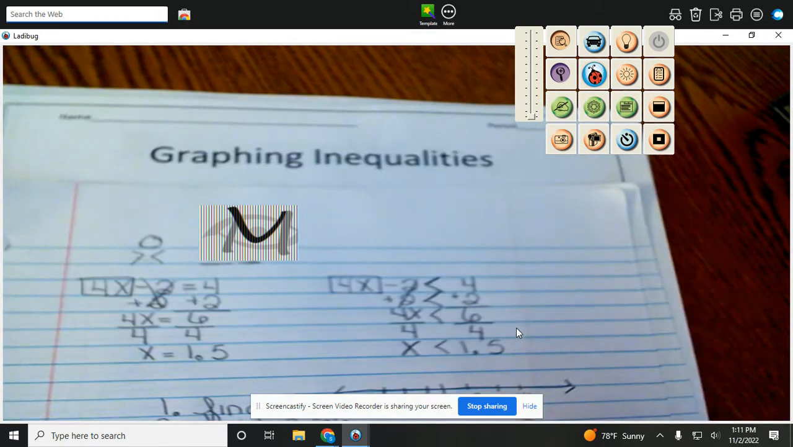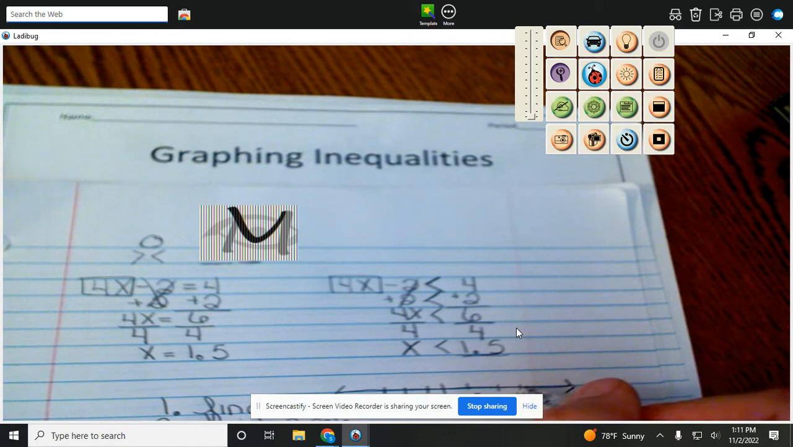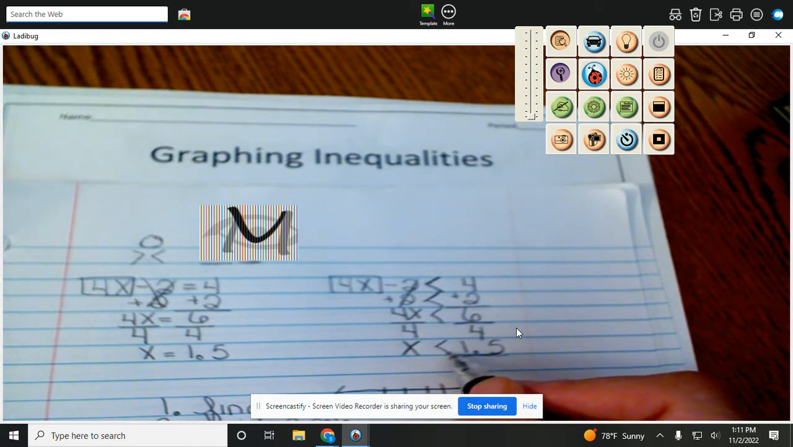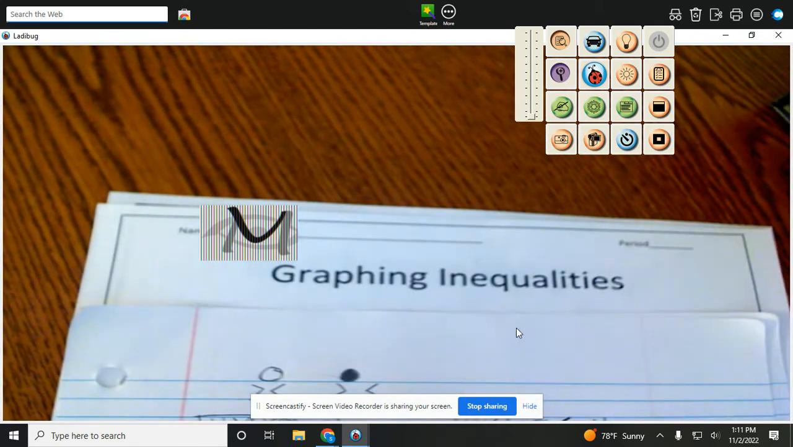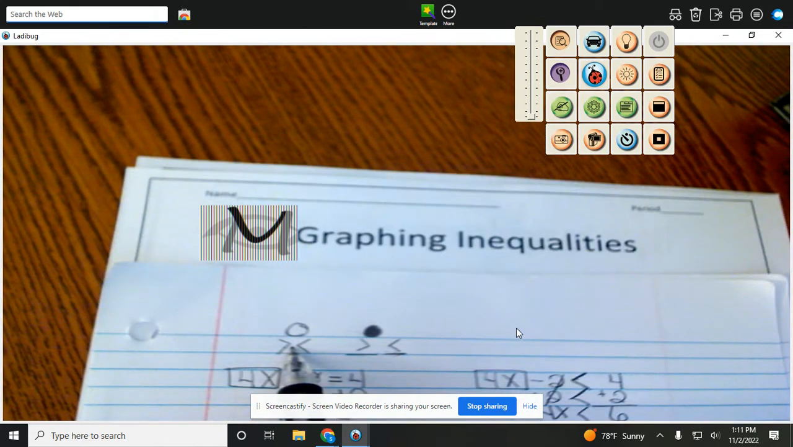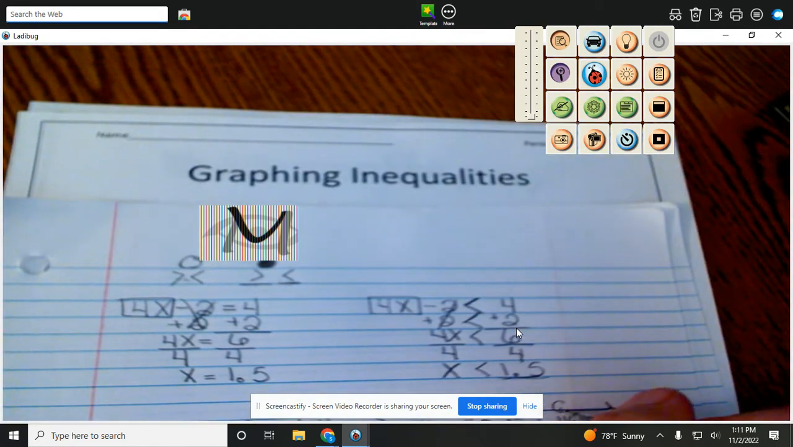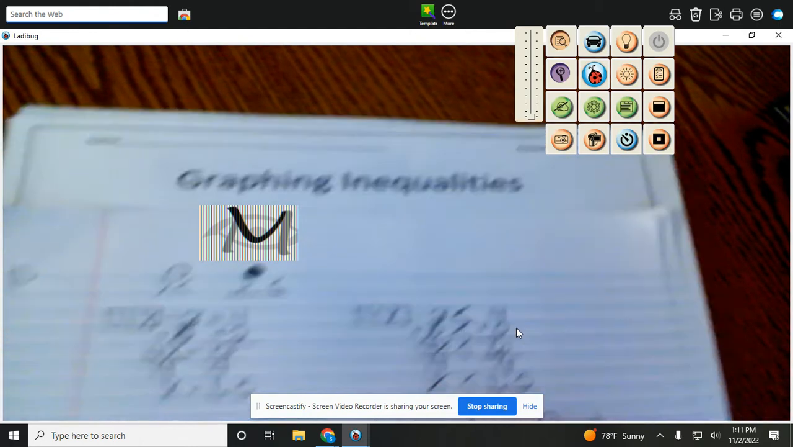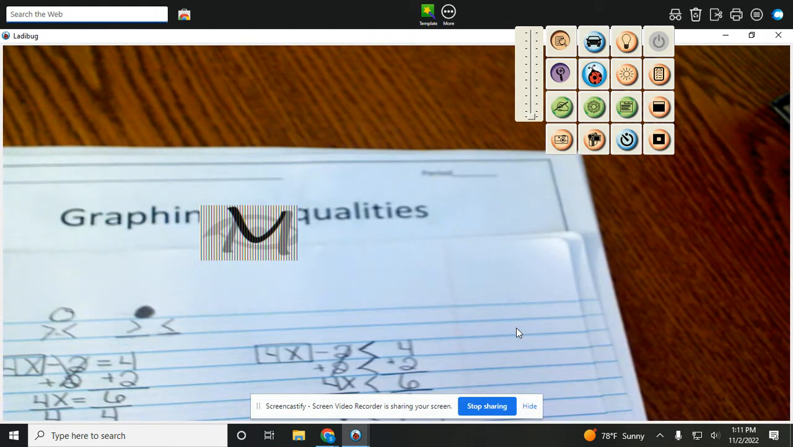All right, so we're going to start here. And we know that our beginning number is 1.5. So we're going to go up to our 1.5. Next, we're going to look at our sign and what type of sign it is. So it's an open circle. So we're going to start here and put our open circle. Next, we know that x is less than 1.5. The alligator is eating the larger number. So x is less than 1.5.